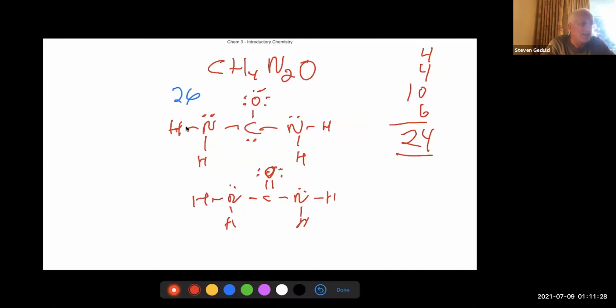But the idea is to be able to count. Now count the valence electrons. Count the free electrons: 2, 4, 6, 8, then count the bonds: 10, 12, 14, 16, 18, 20, 22, 24. This has 24 valence electrons, and that's your structure.